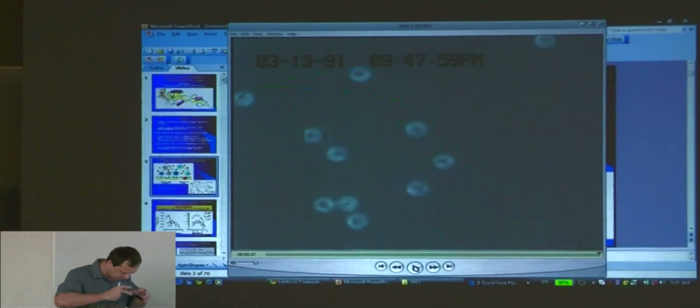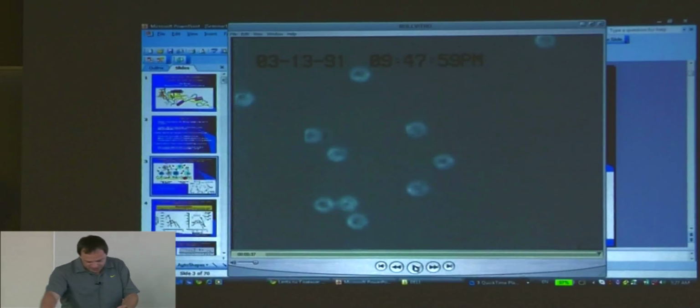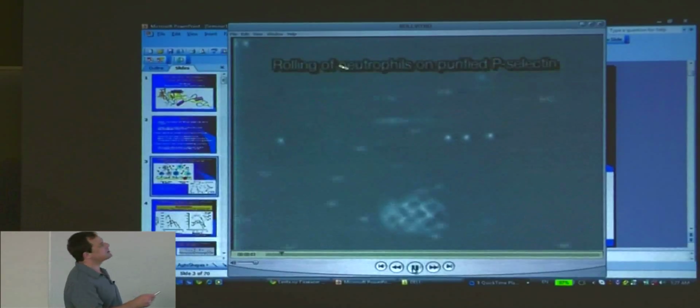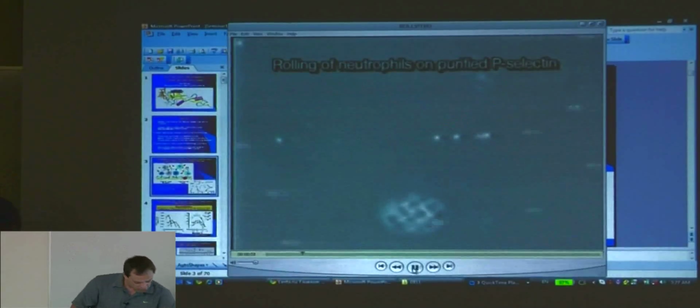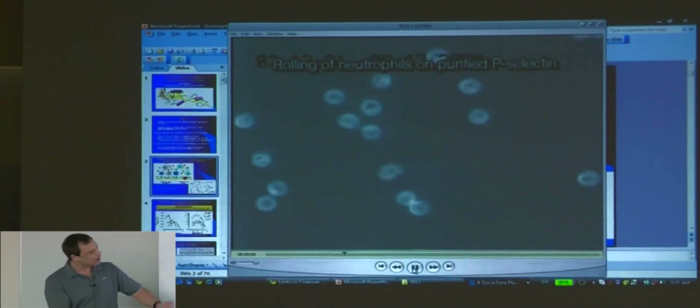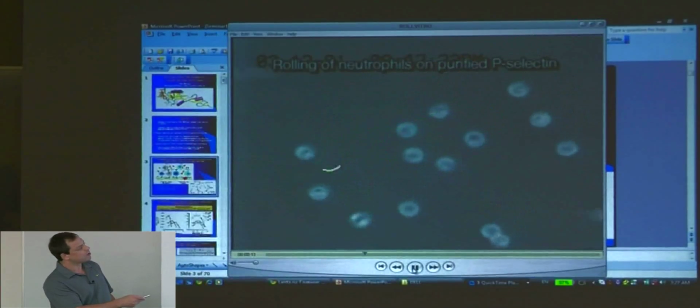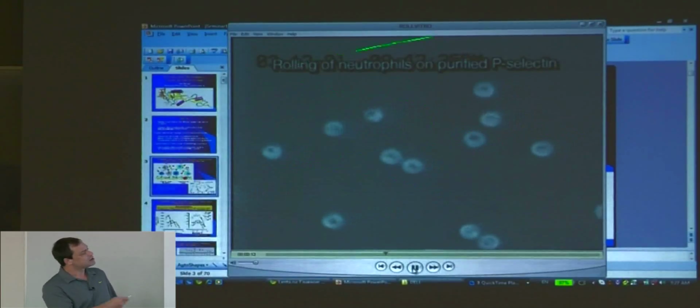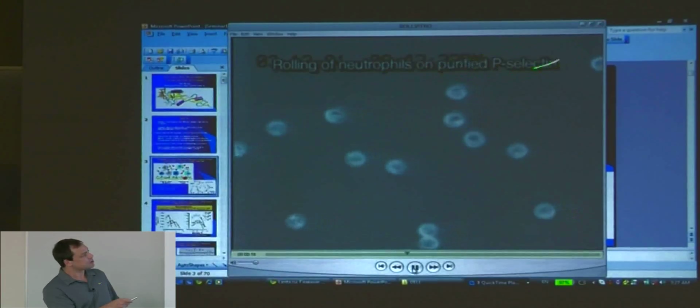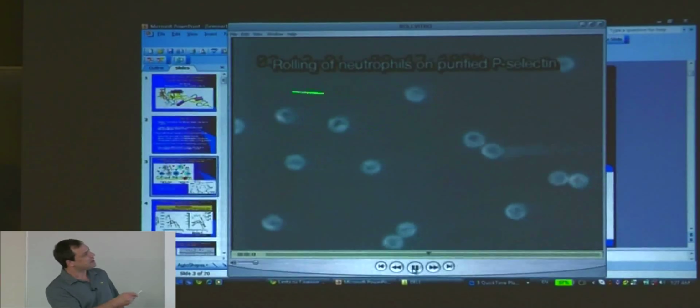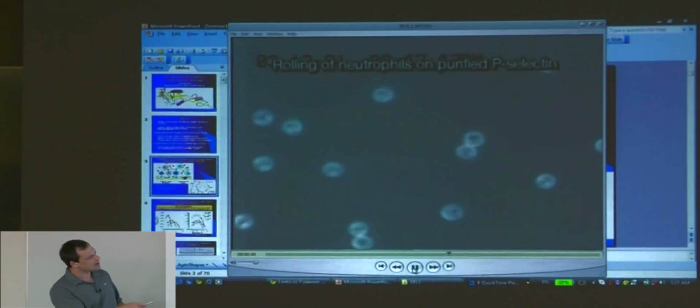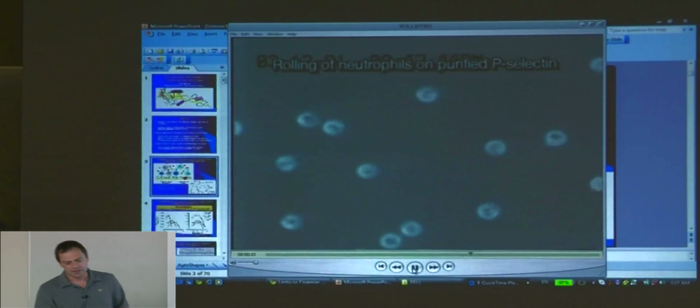But these are basically the experiments. In this particular experiment, you can see this camera. People brought this camera, and they have this flow chamber, and then they have P-selectins. So in this experiment, you have these P-selectin receptors on the surface, and then you have these cells. They are rolling over in this direction. The purified P-selectins are on the surface, and then neutrophils or any other blood cells are in the flow.